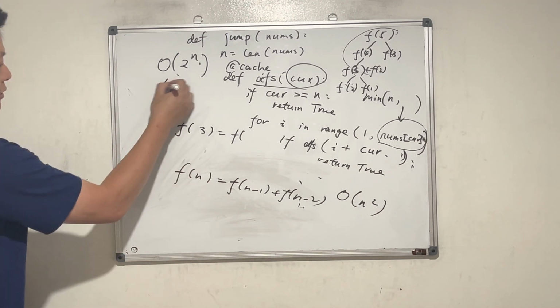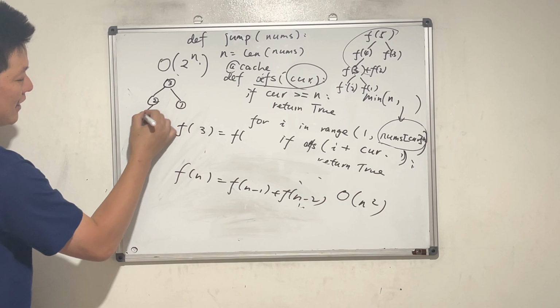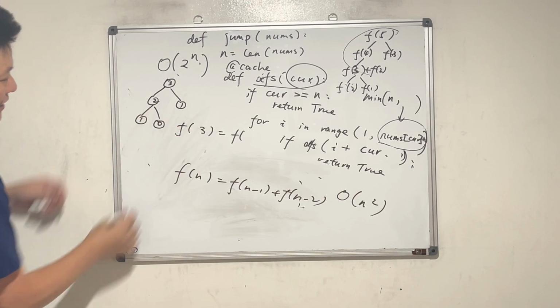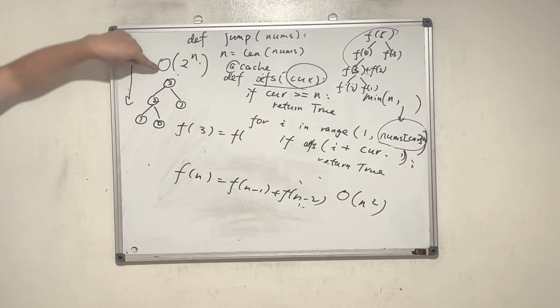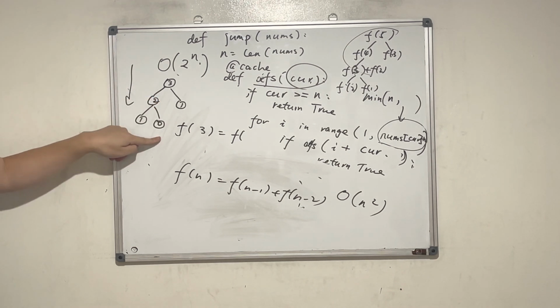This is expanding to the tree, right? Look, 3, 2, 1, and then 1, 0. So top-down is this way. You want to calculate F3, you need to calculate F2 and F1. If you calculate F2, you need to calculate F1 and F0, right?